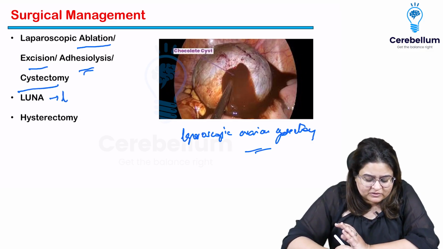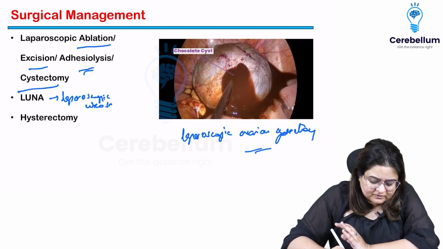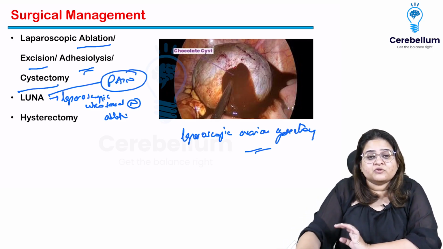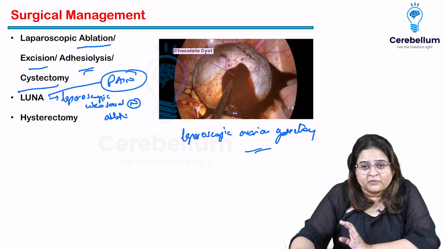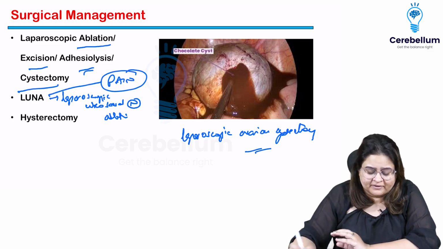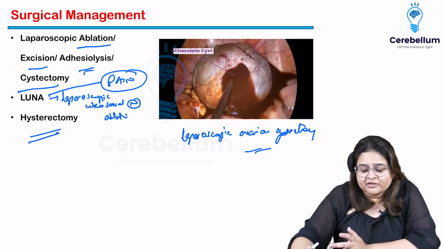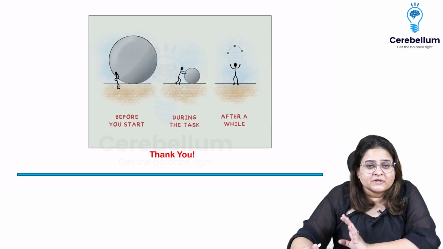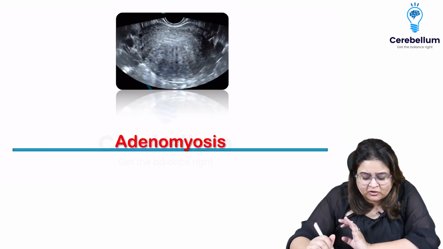Or you can do LUNA. What is LUNA? LUNA is laparoscopic uterosacral nerve ablation. What is this? This is done in patients who have pain with endometriosis not responding to medical management. Then you can think of LUNA, where the main nerve plexus in the uterosacral ligaments are ablated, okay, and that leads to reduction in pain. If nothing else is working, then hysterectomy, of course, but this is done rarely, only if nothing else is working. So that's about endometriosis. And a much shorter topic, adenomyosis.